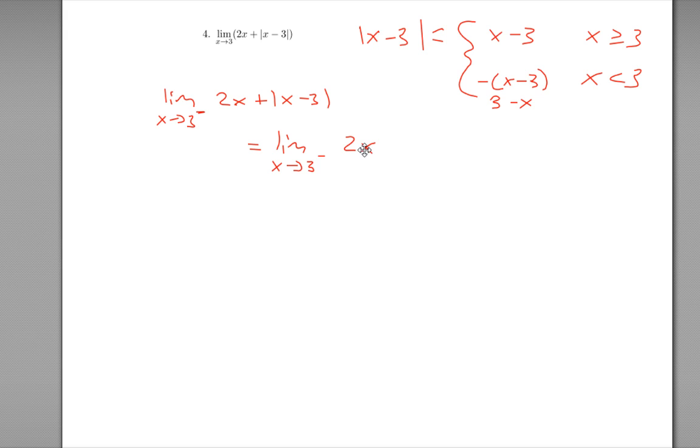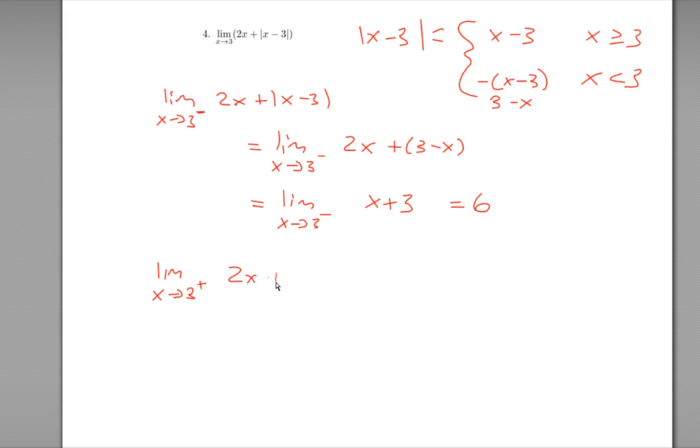So we use the negative version, so this becomes 2x plus, what is the negative version of this? 3 minus x. Okay, so at the end of the day, this becomes a limit as x goes to 3 from the left of 2x plus 3 minus x, which is just x plus 3. And what we see here is this limit is equal to 6, because as x gets closer and closer to 3, this gets closer and closer to 3, so the limit gets closer and closer to 6. Now let's see what happens as we take the limit as x goes to 3 from the right.